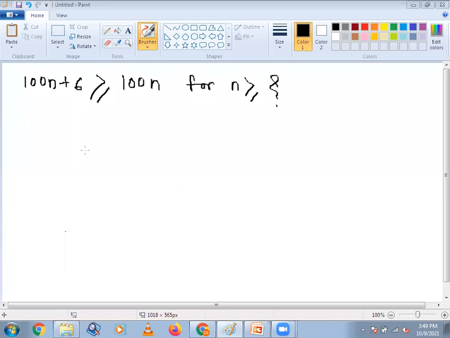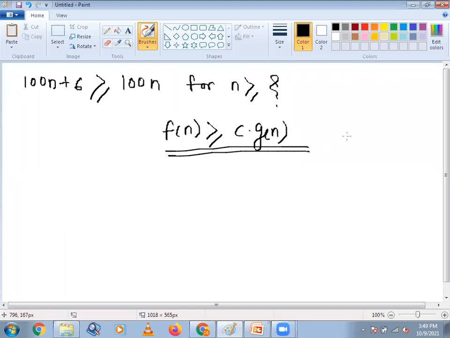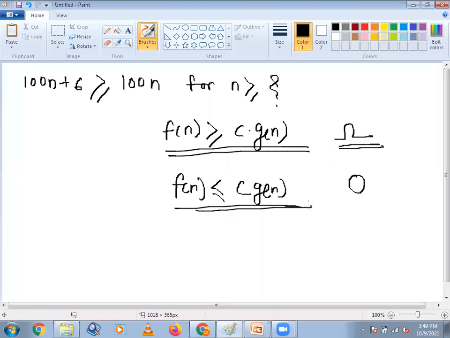Every time here, f of n is always greater than or equal to c into g of n in case of big omega. But in case of big O, f of n is always less than or equal to c into g of n. Are you getting the difference between these?